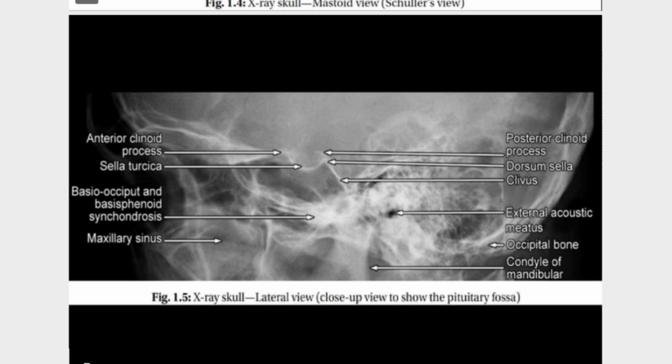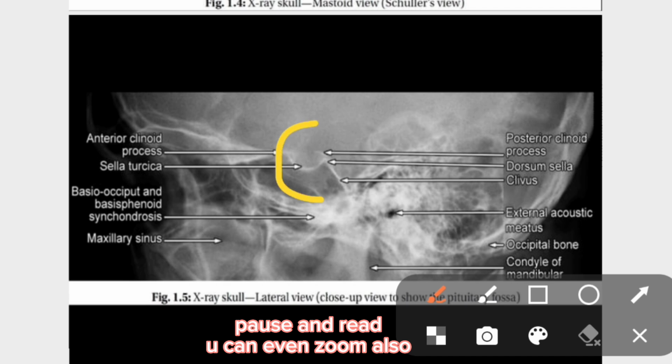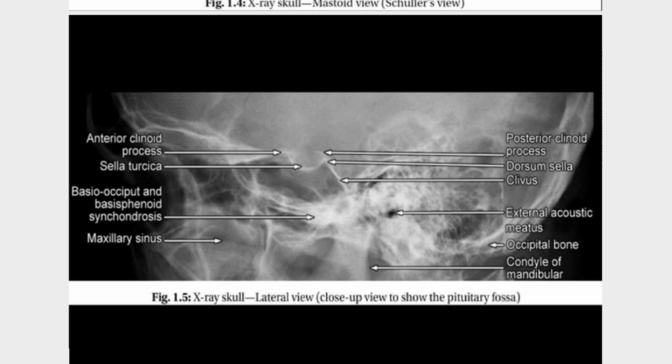This is an important one. X-ray skull lateral view showing nearer one. You can see here, this is sella turcica where the pituitary gland will be present. Remaining maxillary sinus and remaining you all know.